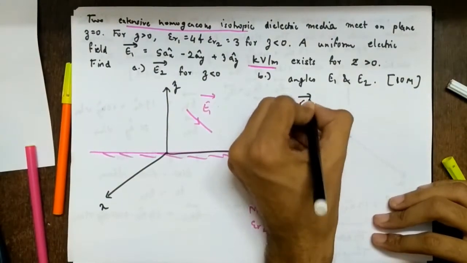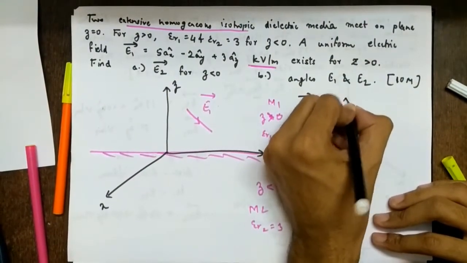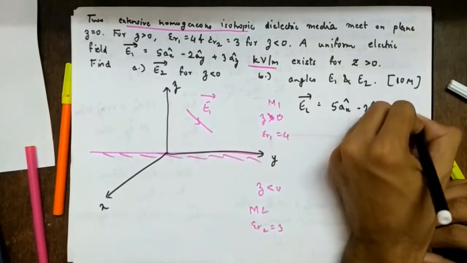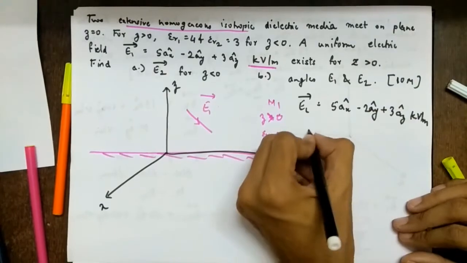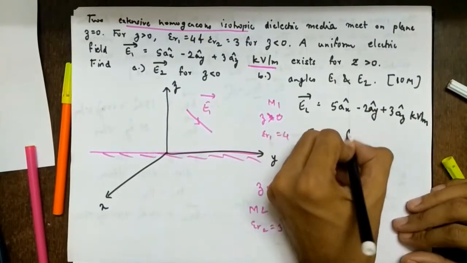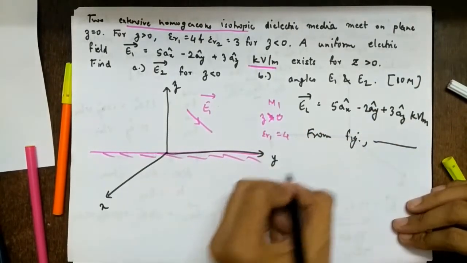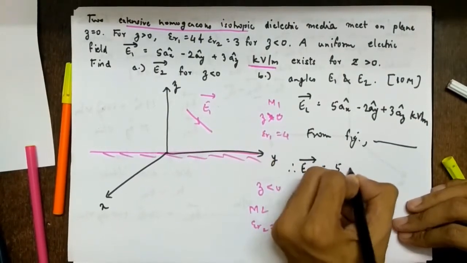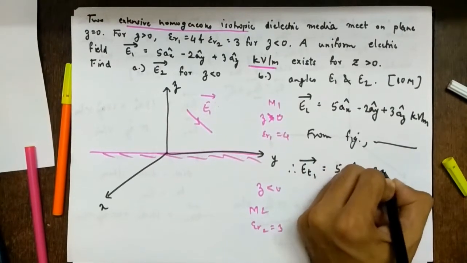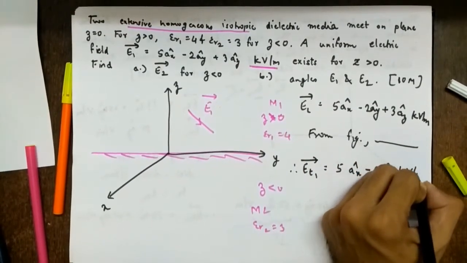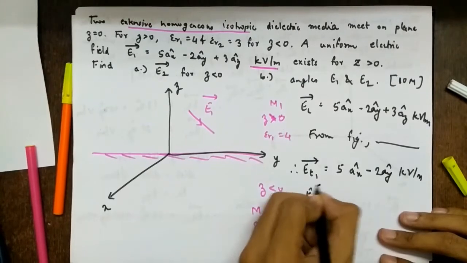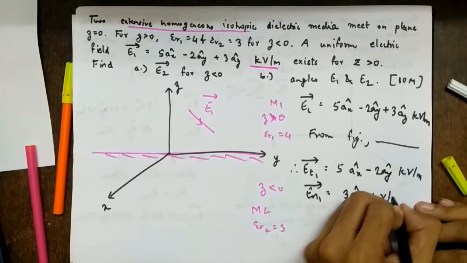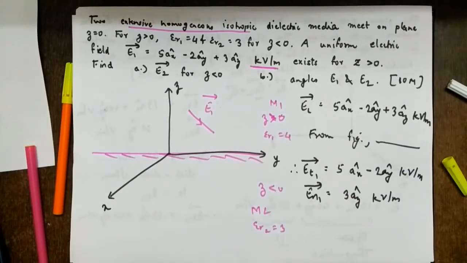So now what will be E1 vector? It is given as 5ax cap minus 2ay cap plus 3az cap kilovolts per meter. So we'll write from the figure. Therefore Et1 vector equal to 5ax cap minus 2ay cap kilovolts per meter. And what is En1 vector? It is 3az cap kilovolts per meter, right?